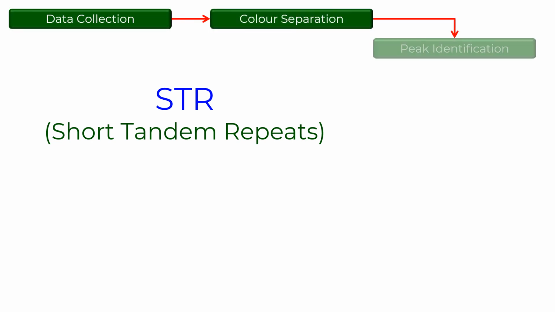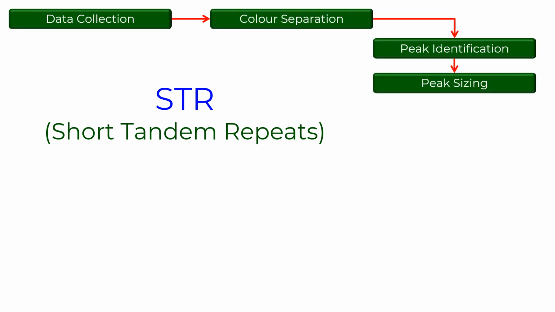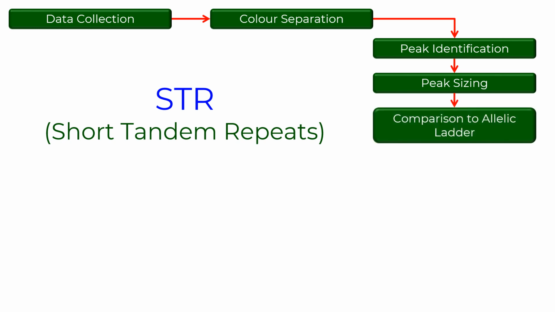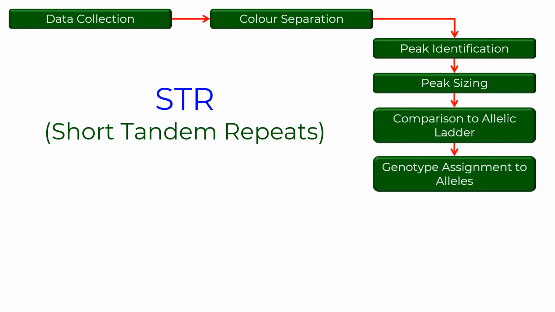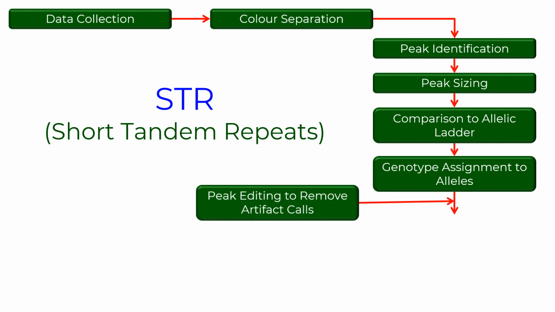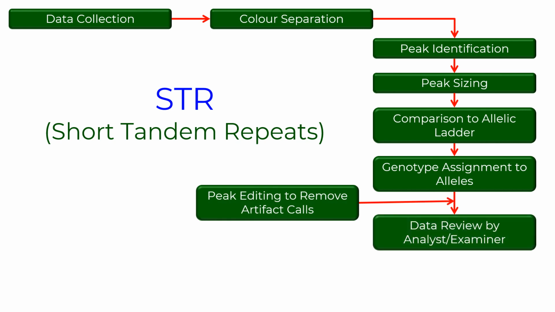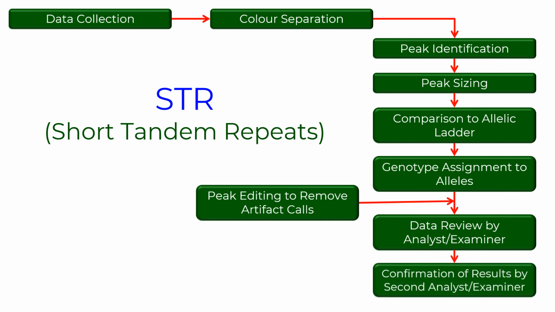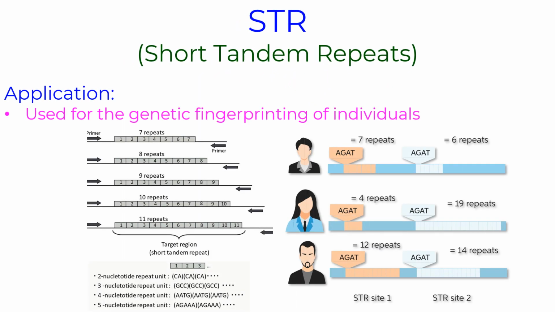Protocol: the protocol of STR includes data collection, color separation, peak identification, peak sizing, comparison to allelic ladder, genotype assignment to alleles, peak editing to remove artifact calls, data review by analyst or examiner, and confirmation of results by a second analyst or examiner. Application: used for the genetic fingerprinting of individuals.